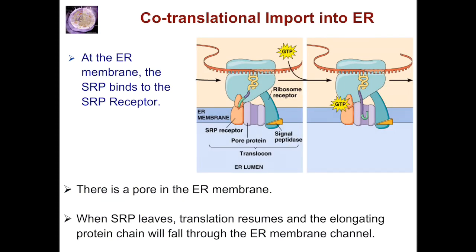And at the ER membrane, the SRP will bind to the SRP receptor, and the ribosome will basically rest there. And there happens to be a pore on the ER membrane, a channel. The channel is called the translocon. So when the SRP leaves its receptor, translation is allowed to continue, and the protein that is now elongating has no place to go except to fall through that hole, that ER membrane channel.